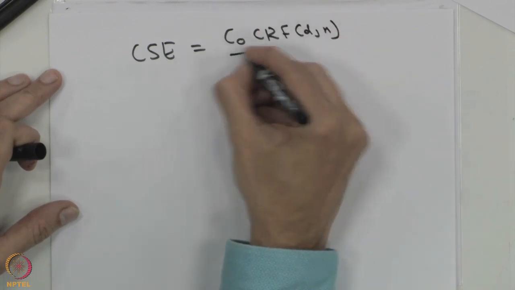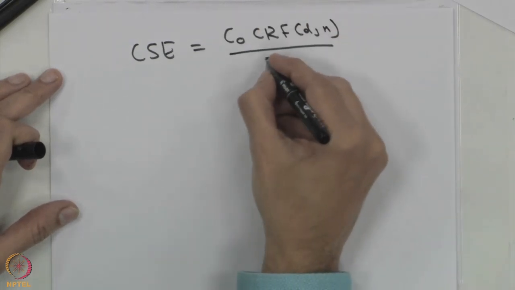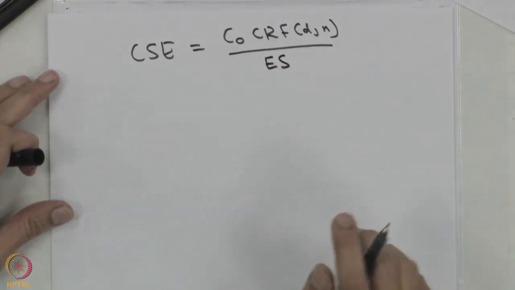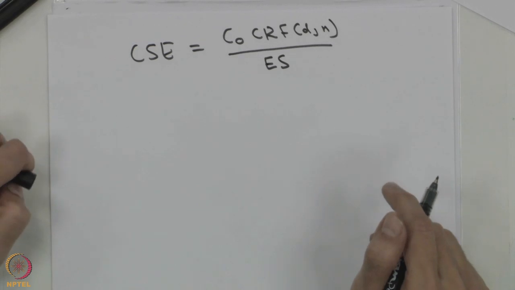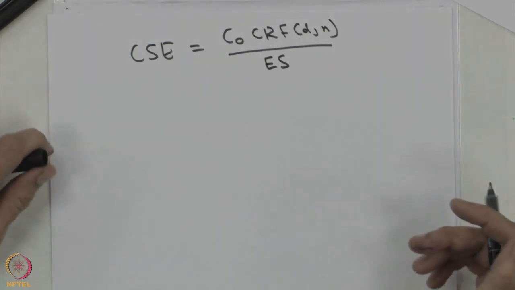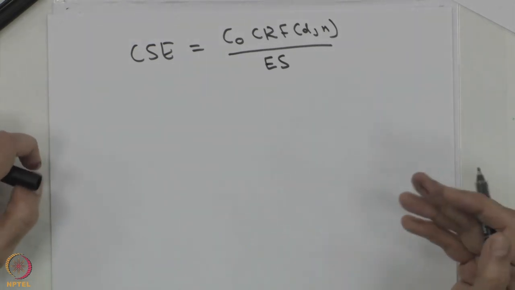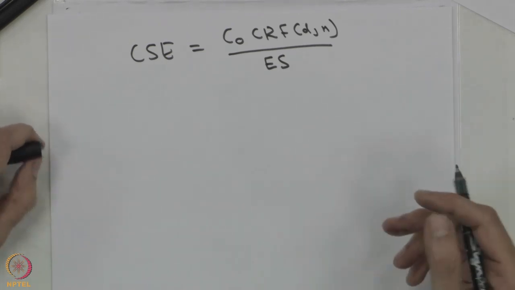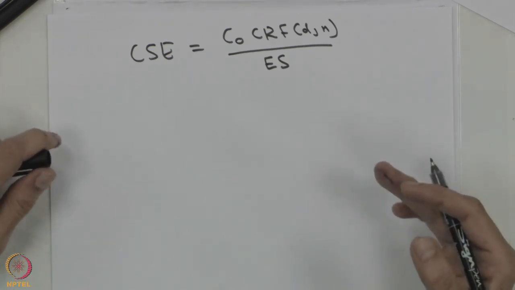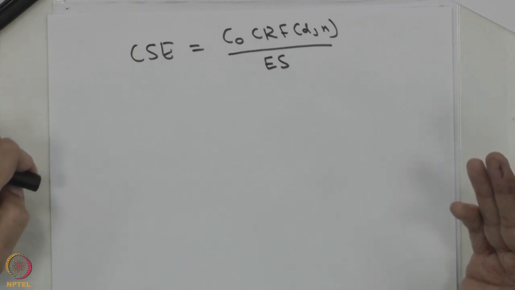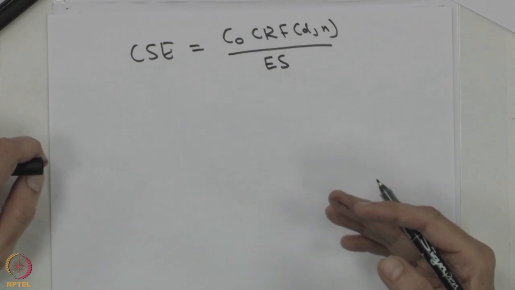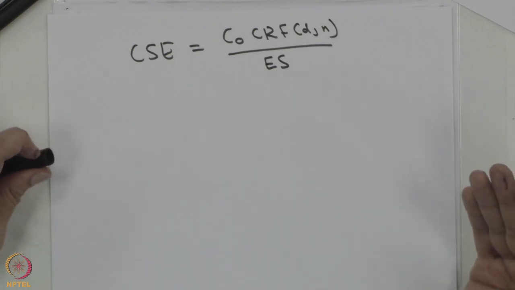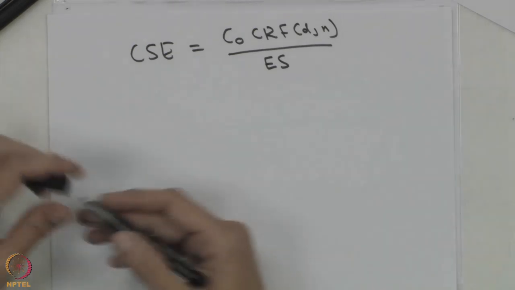(d, N) divided by the amount of energy saving, and the units then will be in terms of rupees per energy unit: rupees per kilowatt hour, rupees per kilojoule, rupees per kg of coal, rupees per liter of oil. You can then compare it with the price at which you are getting the electricity or the fuel, and if this price is lower than the price at which you are purchasing, then it will make sense for us to go ahead.